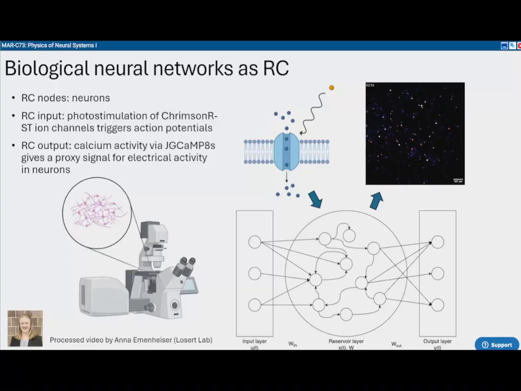Next thing that we need is to have a way to read out the response from the reservoir layer, and in this case we're using genetically encoded calcium activity, JGCaMP, and this will allow us to read, as you can see here, an example video of the calcium signal within the entire population. And we can do like a cell segmentation to get individual cell traces to represent the electrical activity within the neurons. Yeah, so this kind of allows us to do RC in general on our biological neural networks.